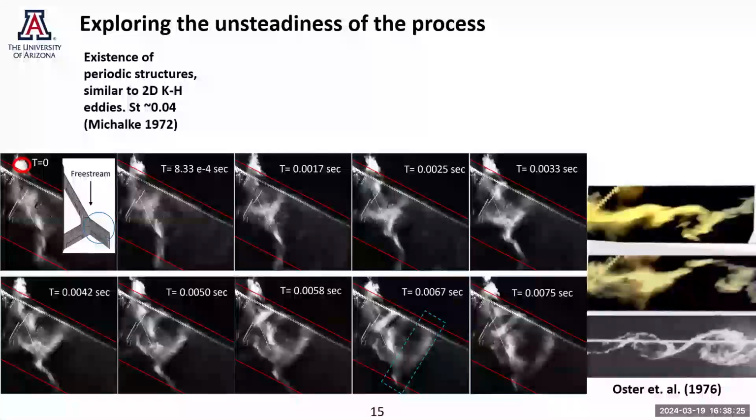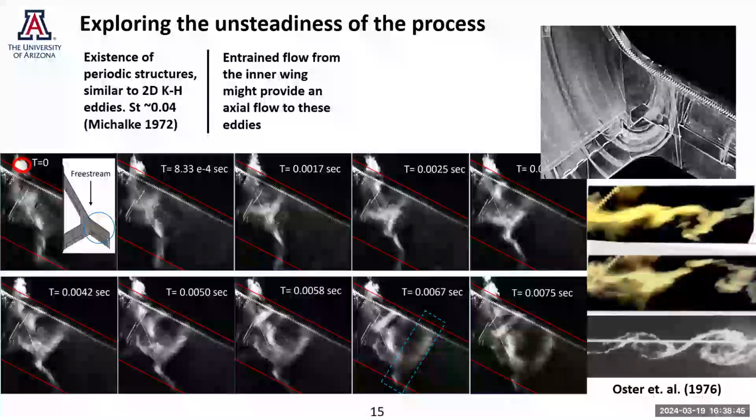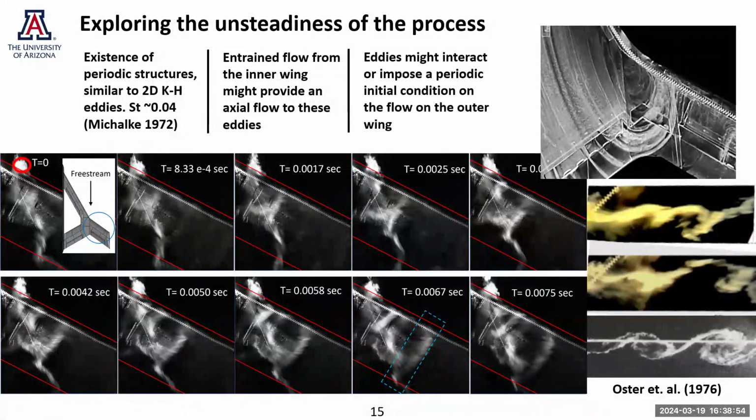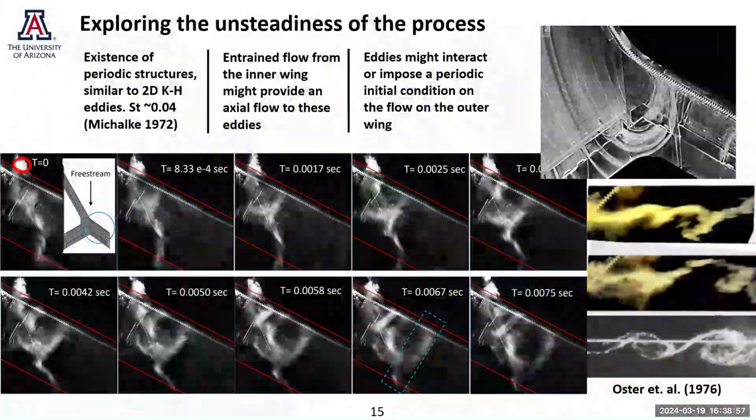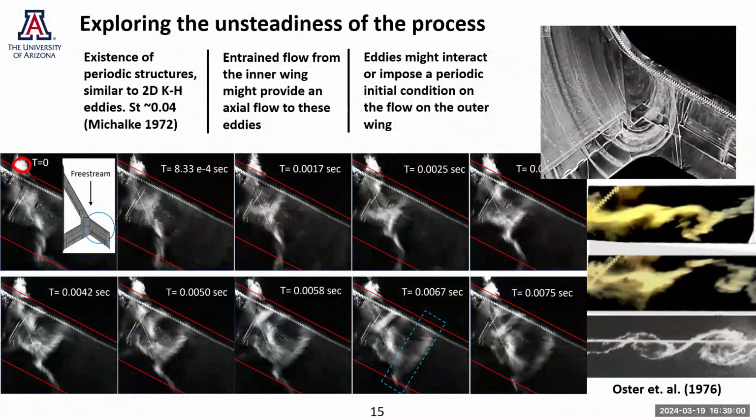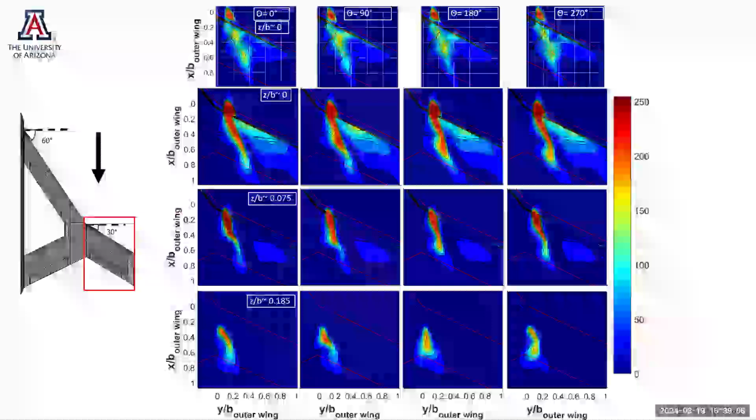So we see the existence of periodic structures that are similar to 2D KH vortices. By some hand calculations, we were able to calculate the Strouhal number, which was about 0.04, which agrees with the theoretical maximum of the spatial amplification mentioned in Michalke's paper. Then the entrained flow from the inner wing provides the axial flow to these vortices, adding to the three-dimensionality of its evolution. And these eddies might interact with each other and impose on the flow that is being developed on this outer wing. So that complicates our physics as well.